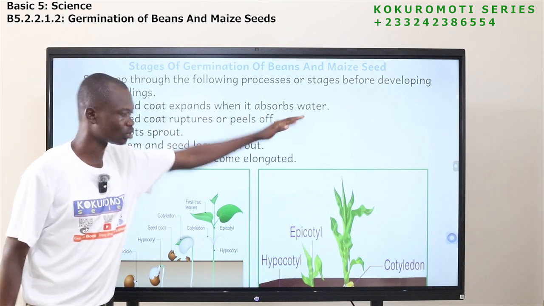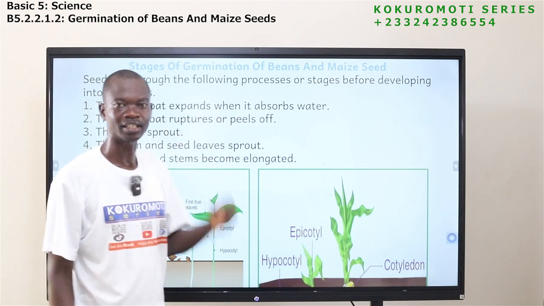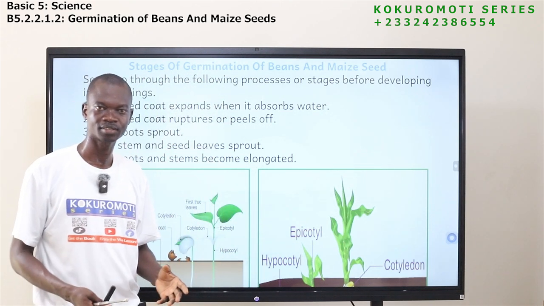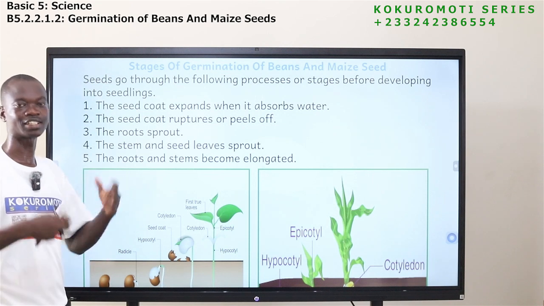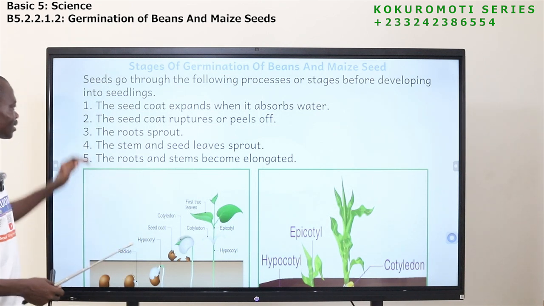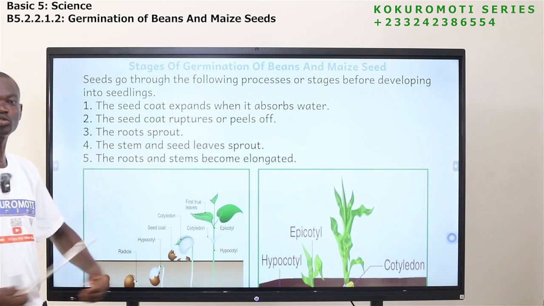expands when it absorbs water. I told you that water is one of the things that seeds need before they can germinate. So when the seed coat absorbs water, it expands. What happens after it has expanded is that the seed coat ruptures or peels off. So the seed coat will be removed.